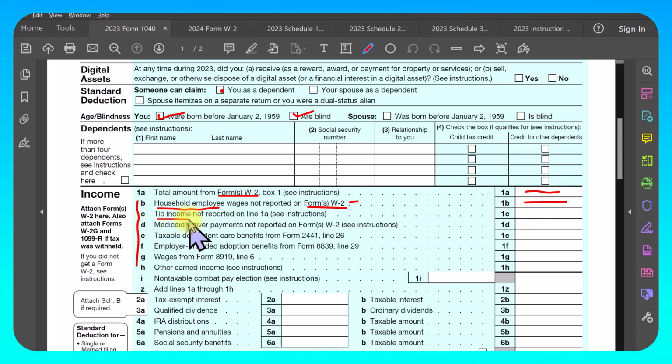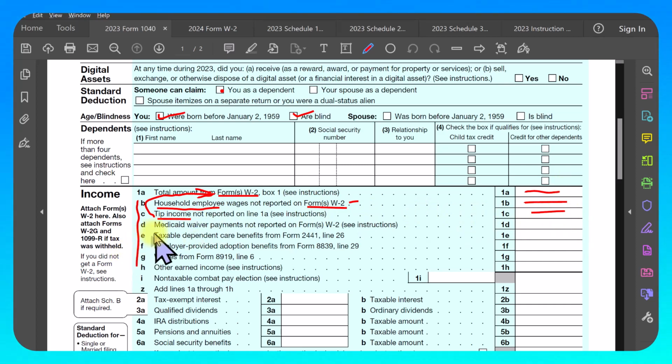Tip income, if it's handled correctly, should be reported to the employer so the employer can include it on the W-2 form and withhold the proper amount of taxes. But if the tip income was not reported to the employer, or you have something called imputed tips, those amounts have to be added in here, added to the other wages.